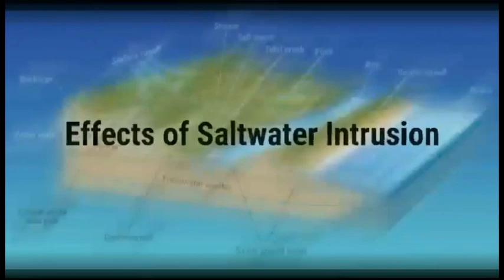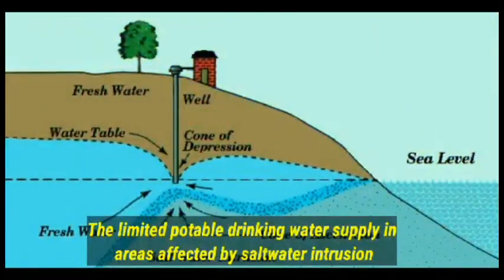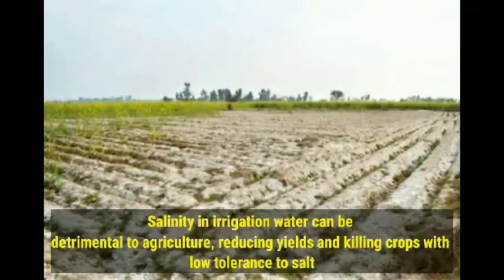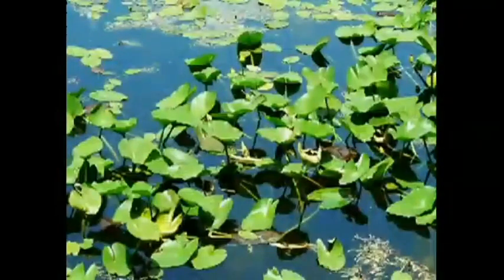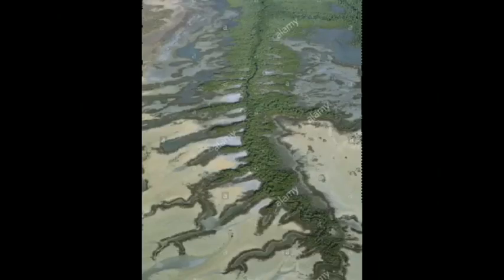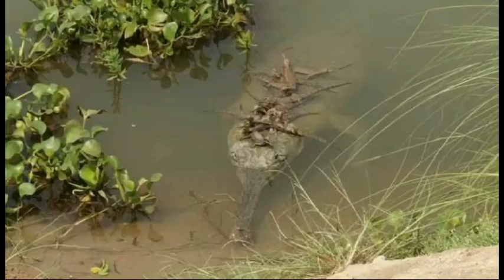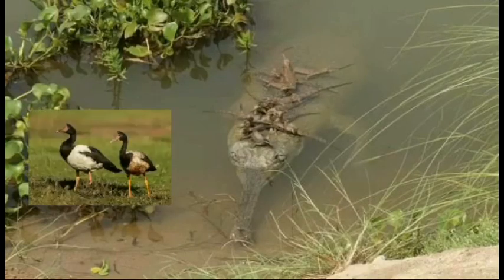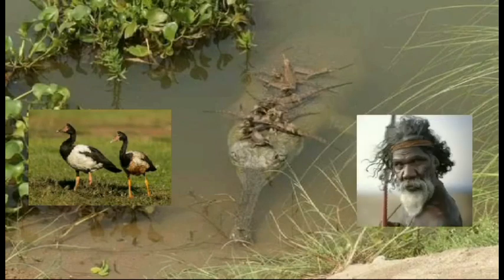Effects of saltwater intrusion. The limited potable drinking water supply in areas affected by saltwater intrusion. Salinity in irrigation water can be detrimental to agriculture, reducing yields and killing crops with low tolerance to salt. Saltwater intrusion leads to the loss of freshwater vegetation and spread of soil and mud flats into previously vegetated areas. It can lead to destruction of crocodile breeding grounds and magpie goose habitat, and can impact the ability of the local Aboriginal people to hunt and gather food.